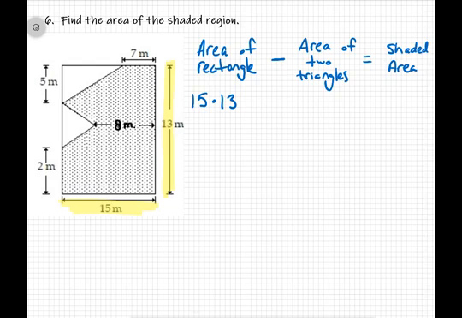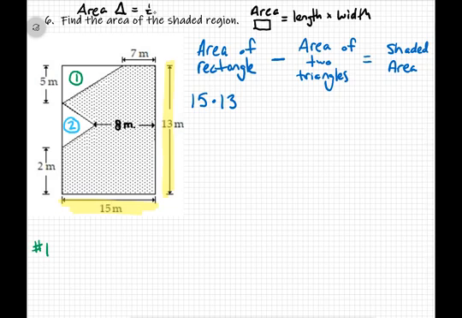And with the triangles, let's label this, we could call this guy here triangle number 1, and let's call this one triangle number 2. Okay, so we need the area of triangle number 1 and triangle number 2. And just like area, let's put our formulas up here. Area of a rectangle is equal to length times width, and area of a triangle is equal to half of that, 1/2 times length times width. Or we could call it base and height, length and width, either way.